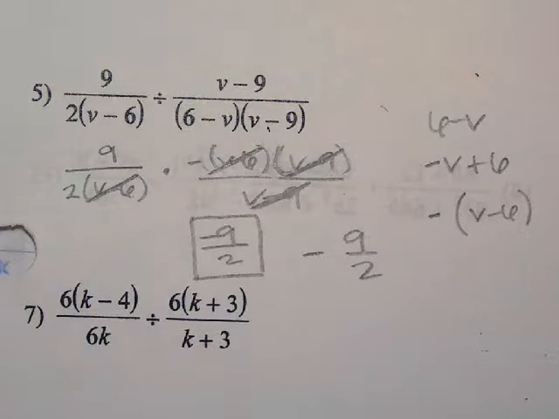So if you have a negative in a fraction and there's only one of them, it doesn't matter if it's on the top or the bottom, it just matters that it's there.